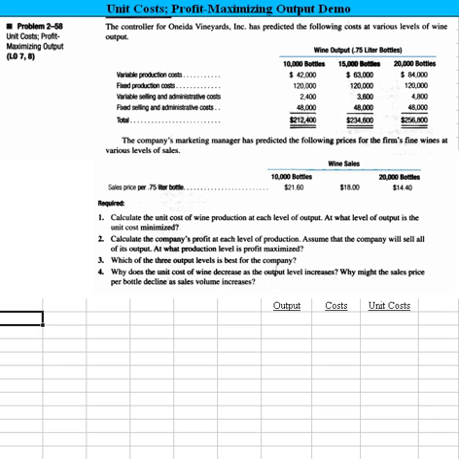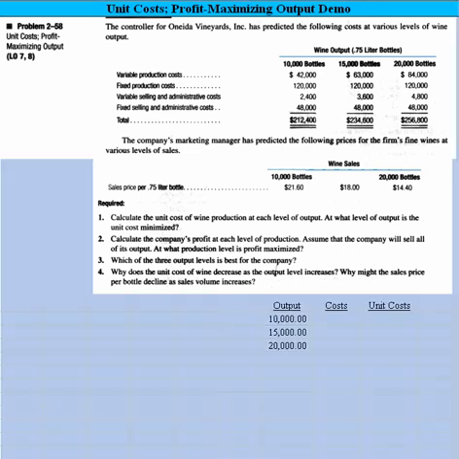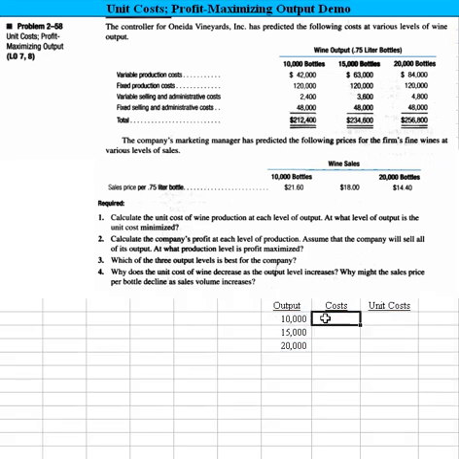The first requirement is to calculate the unit cost of wine production at each level of output. Okay, well, the level of output appears right there, 10,000, 15,000, and 20,000 bottles. Why don't we enter that? Okay, let me format this all with no decimal places, and we'll adjust it as we need to when we get there. Alright, now we need to calculate the unit cost.